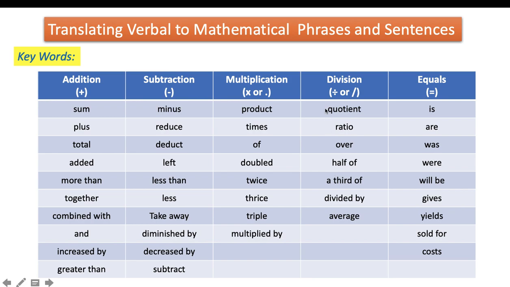While in this column: a quotient, ratio, over, half of, a third of, divided by, or average, these are division. While these words right here, like is, are, was, where, will be, gives, yields, sold for, or costs, these words here are translated as equals.